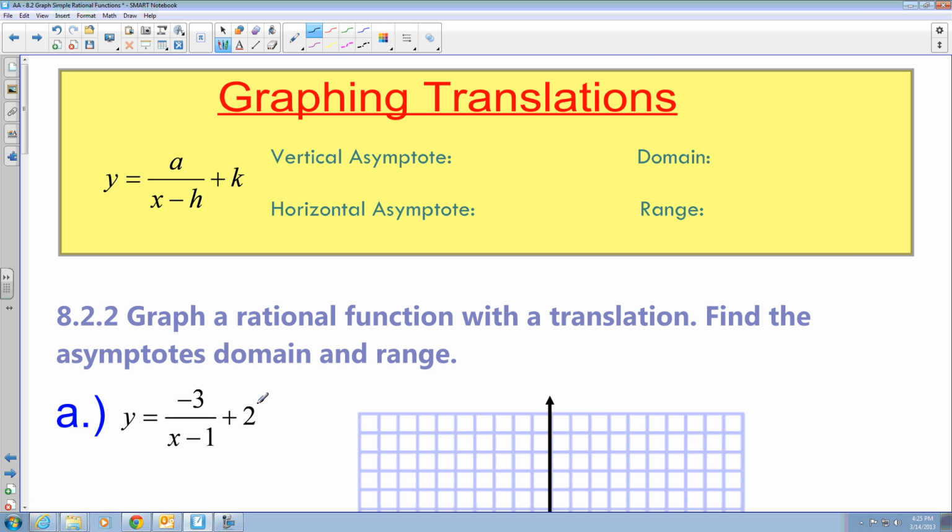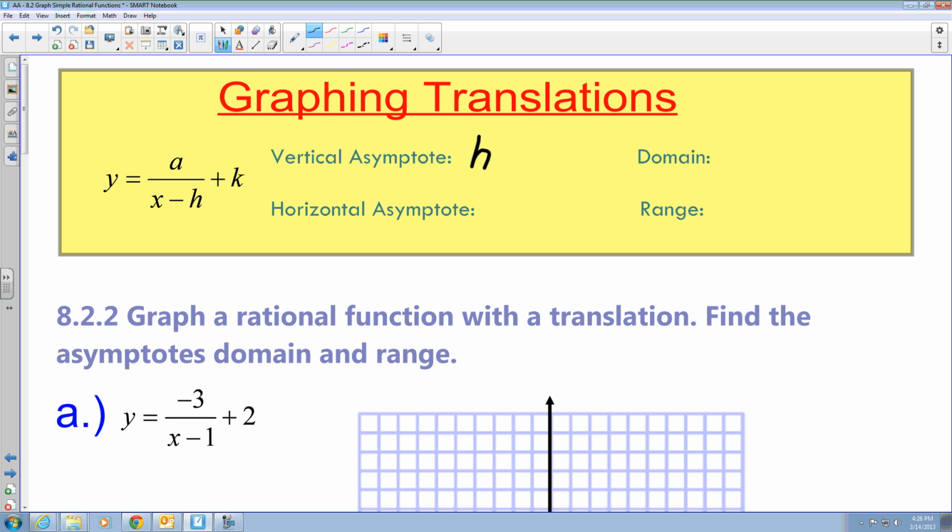Like I said, there will be graph transformations. We've been talking about transformations before, and it still means the same thing. H is my horizontal shift, K is my vertical shift. And what this does is dictate what our domain and range are. The vertical asymptote is going to be dictated by what h is going to equal.